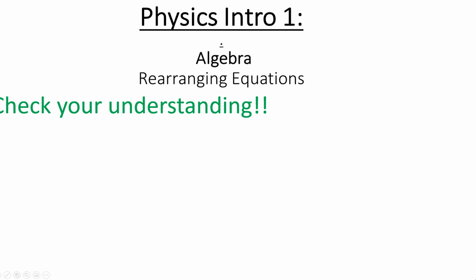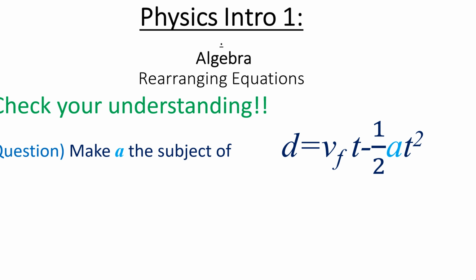There's one more practice question to check your understanding. In this question, we want you to make a the subject of this equation. D equals vft minus 1/2 at squared. In this case, you want to make a the subject. Pause here and do your absolute best to answer the question without any help. Try to show your working if you can.